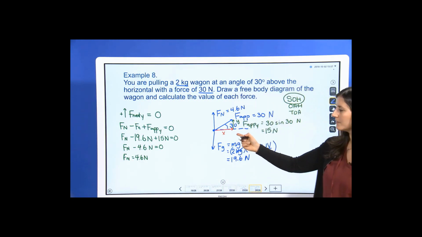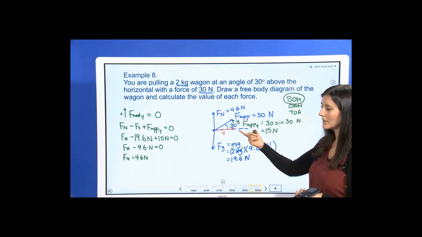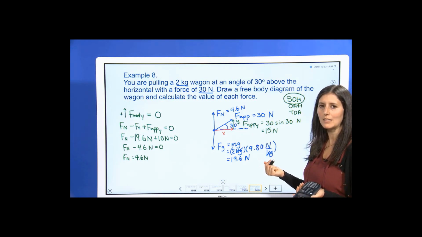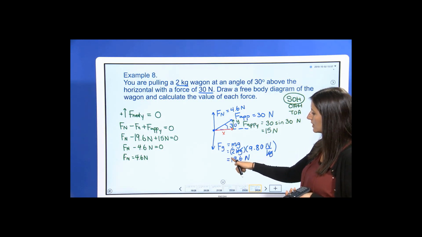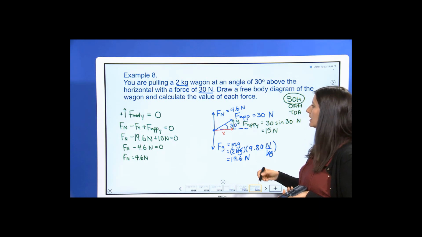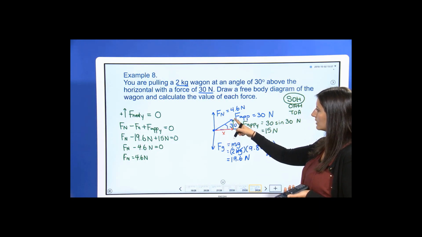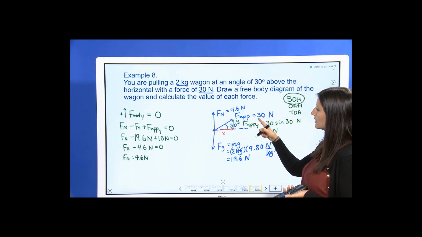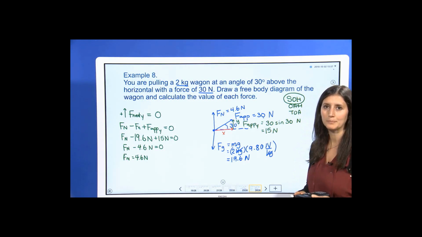I could figure out what my x component of my F applied is, but I don't really need to because I don't need it for anything. I just want to know what all the forces are. So now I know my Fg, force of gravity, is 19.6 and it's pointing down. I know my F applied is on an angle of 30 degrees above the horizontal and it equals 30 newtons. And I know my normal force is pointing up and it's 4.6 newtons. So I've answered the question.